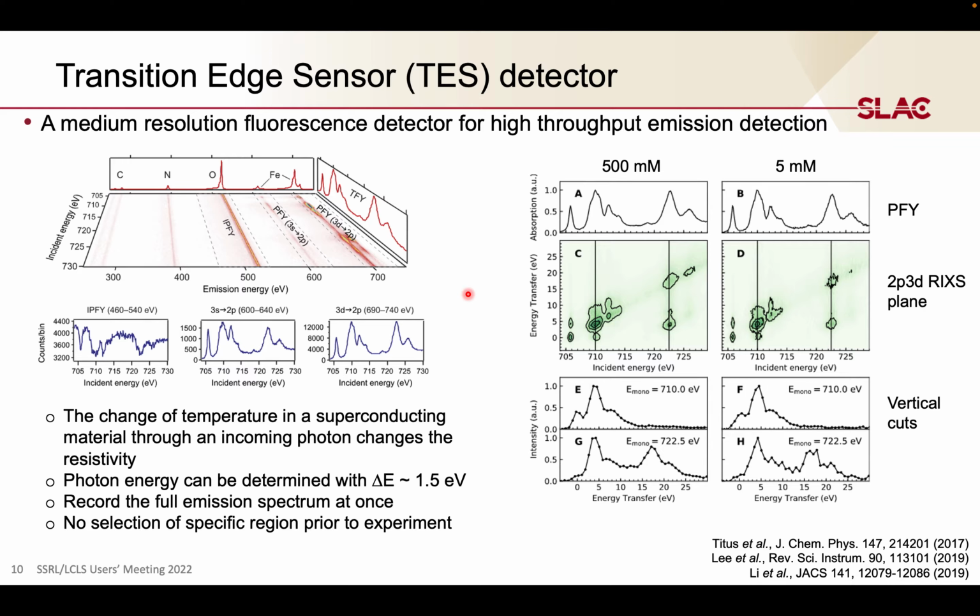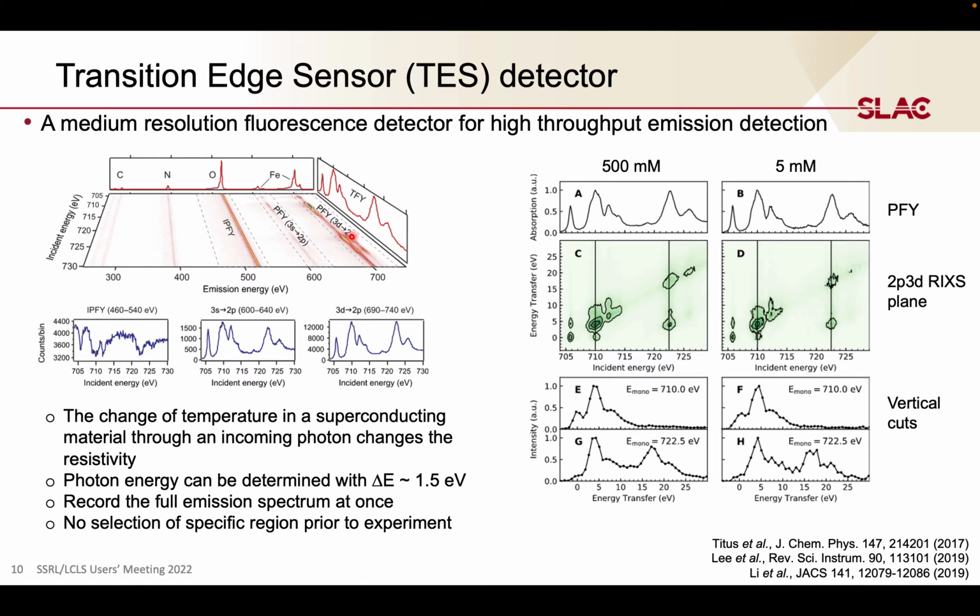And so then you have a resistivity, which is something you can measure, or you measure the voltage that goes with it. And so you have quite a good resolution that you reach with that one. It's around 1.5 eV, getting better with every new version. And the big advantage is, even though it's not a high resolution measurement, you record the full emission spectrum at once. You record the emission from all various lines.